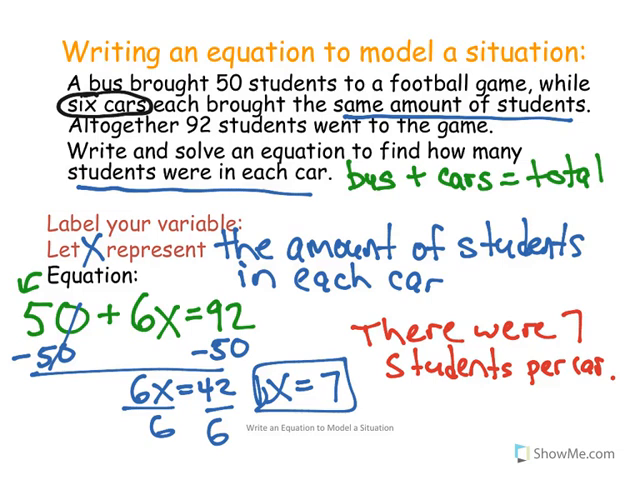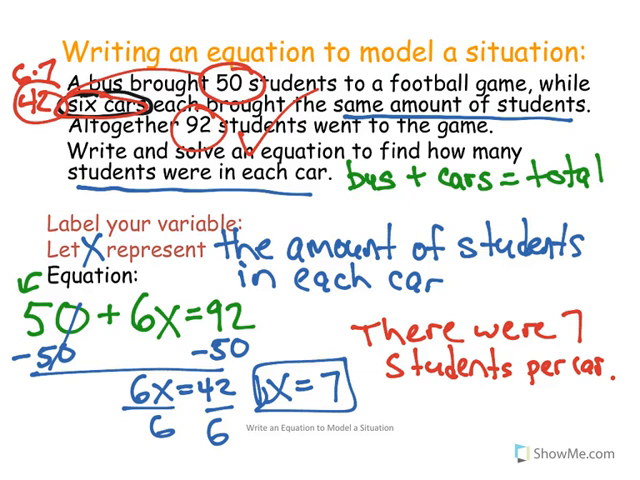So let's go through the problem. I've got 50 students on a bus. I've got 6 cars that I think had 7 students each. Well, 6 times 7 is 42 students. And 42 plus 50 is 92. That's my check. So if you want to check a word problem, again, for yourself to make sure that it's right, you work through the problem with your answer.